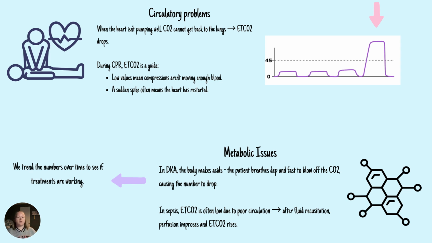Rule of thumb, end tidal less than 10 millimeters of mercury after about 20 minutes of CPR might indicate poor survival odds. Greater than 20 millimeters of mercury is a good sign of good blood flow and circulation to the lungs. We might see a sudden spike in the graph, like on this slide right here, and this often means that we have gained ROSC, or return of spontaneous circulation, which means that the heart has restarted.